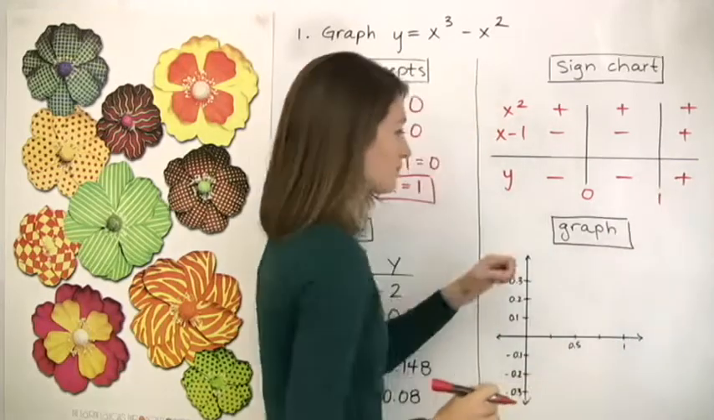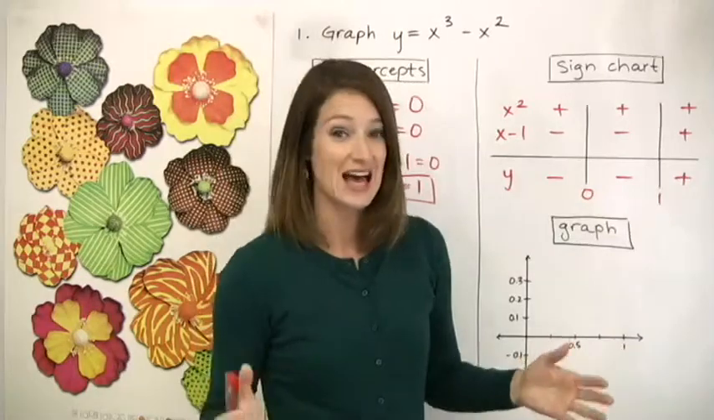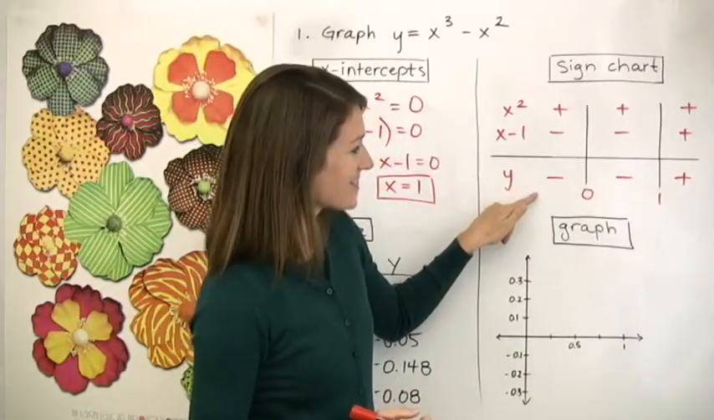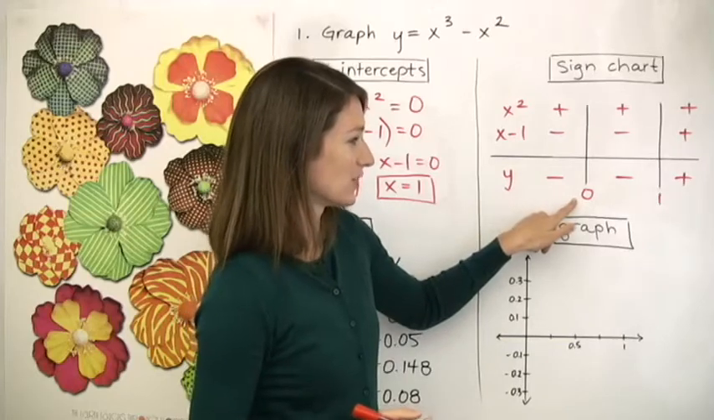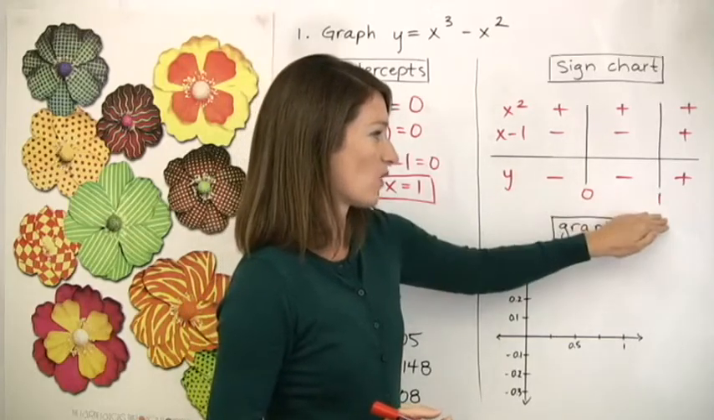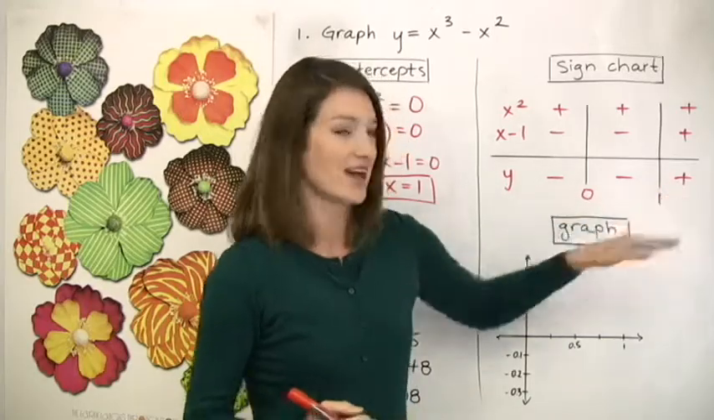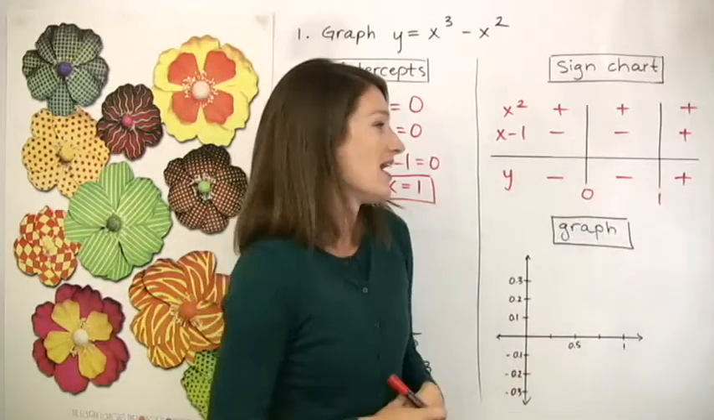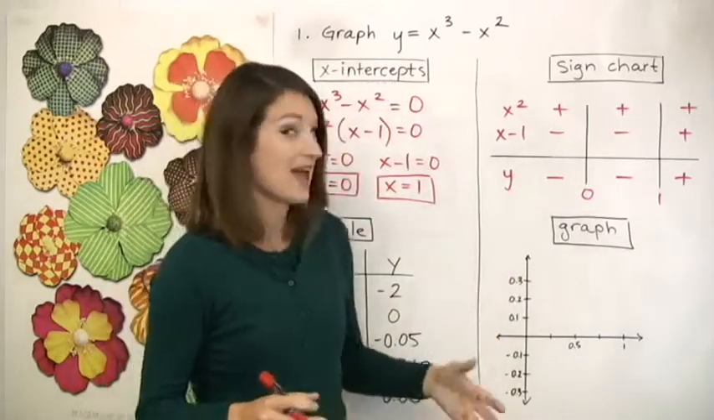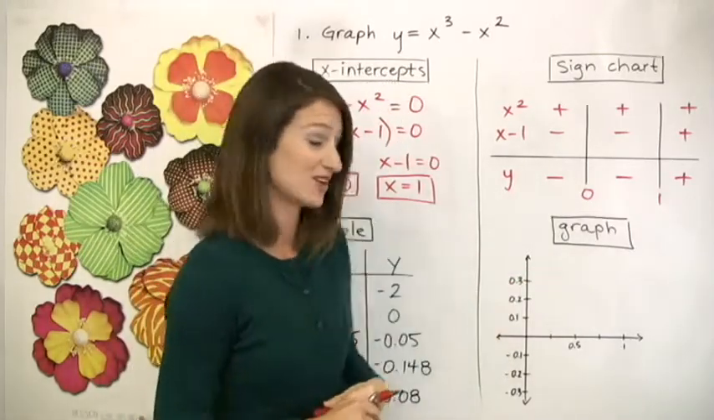Now these signs tell us that our graph is going to drop below the x-axis when it's less than 0. It's also going to stay below the x-axis when it's between 0 and 1, and then it's going to rise above the x-axis when it's greater than 1. So let's find a few more values, and then we can move on to actually graphing this function.